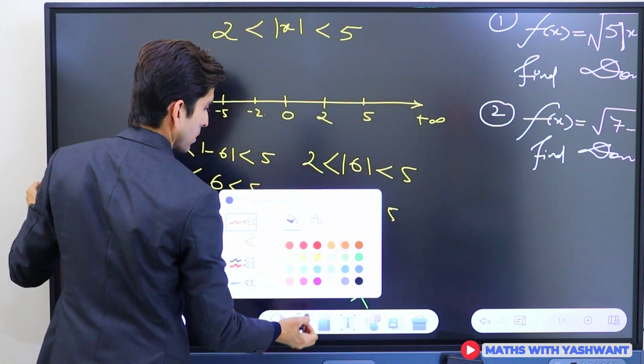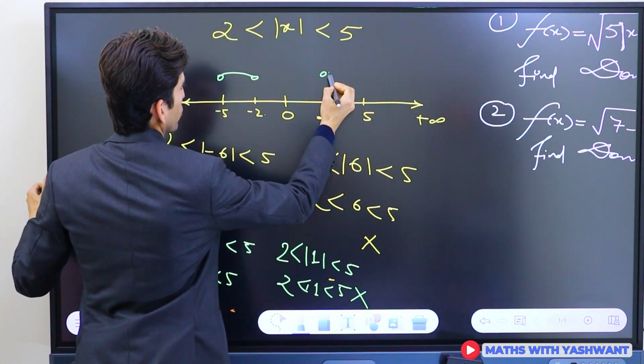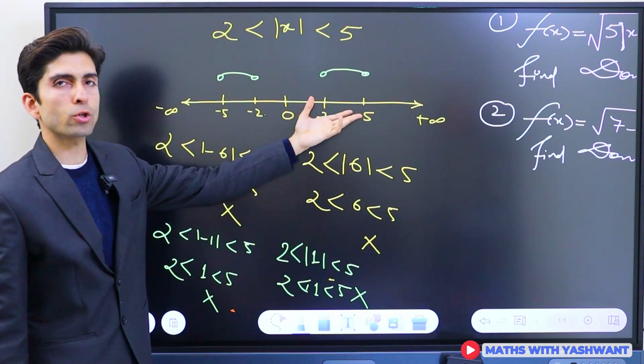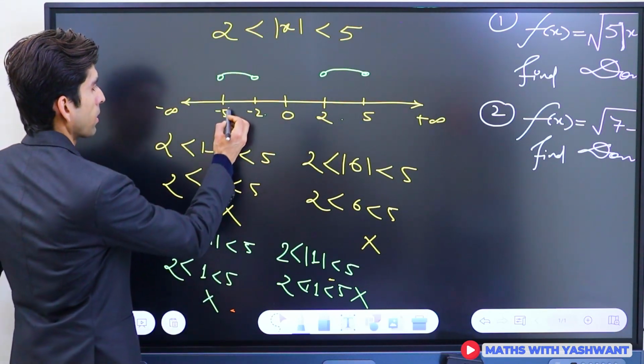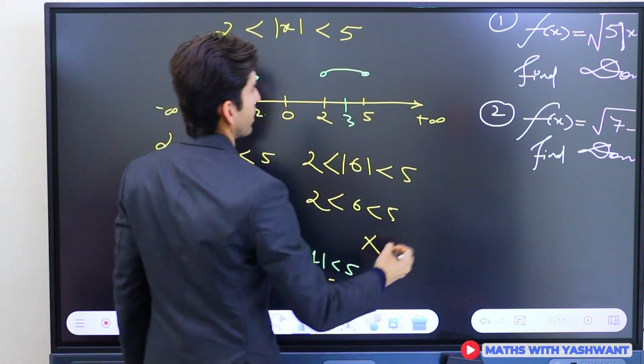So we are left with negative 5 to negative 2 and 2 to 5. Now we take some numbers from this portion of the number line and we'll see what's happening here. So let's say we take negative 3 and we take positive 3 and see what's happening here.